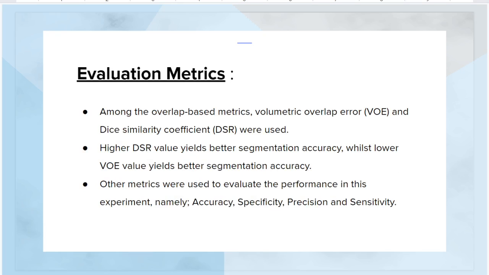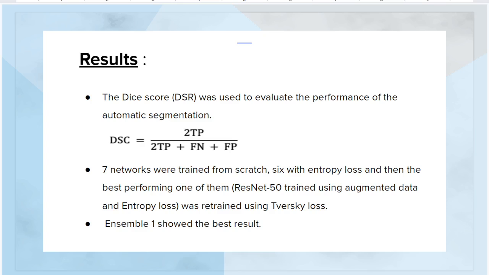Evaluation metrics. Several quantitative metrics have been used to measure the segmentation accuracy and to evaluate the proposed model. Among the overlap-based metrics, volumetric overlap error (VOE) and dice similarity coefficient (DSC) were used. A higher DSC value yields better segmentation accuracy, whilst a lower VOE value yields better segmentation accuracy. Other metrics were used to evaluate the performance in this experiment, namely accuracy, specificity, precision, and sensitivity.